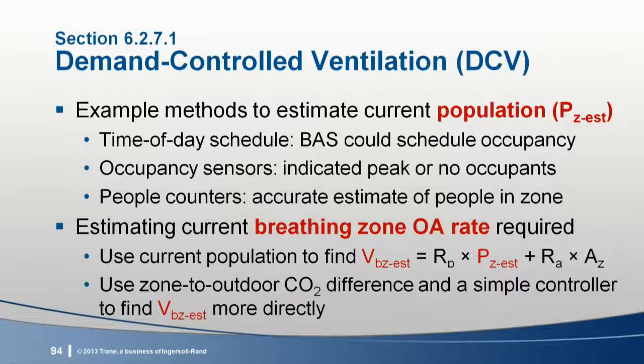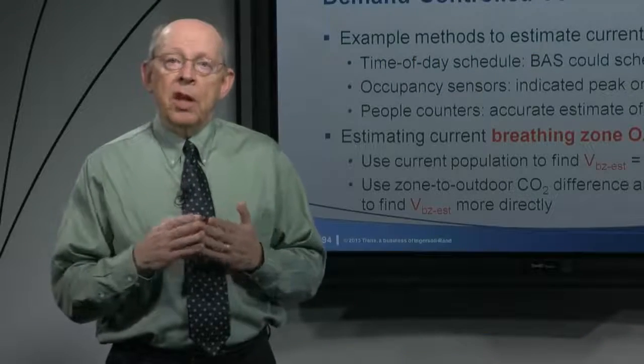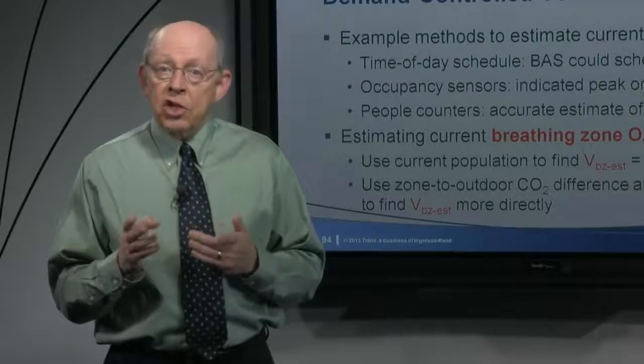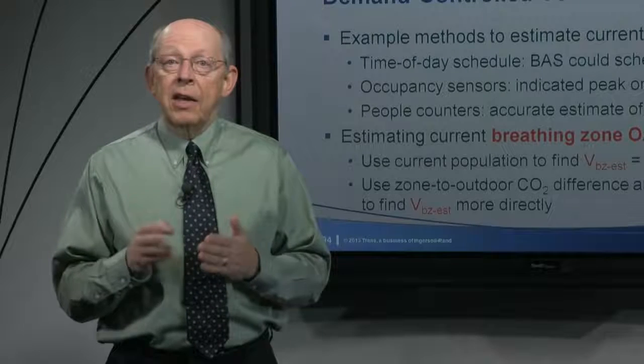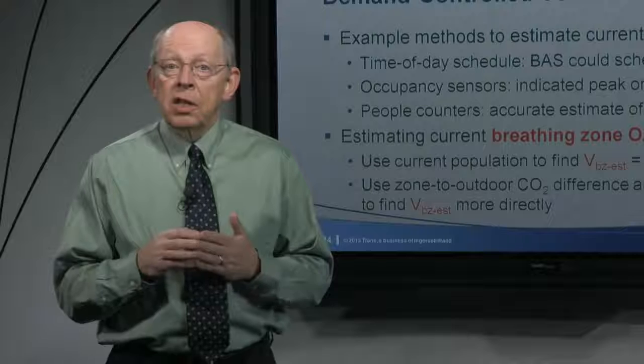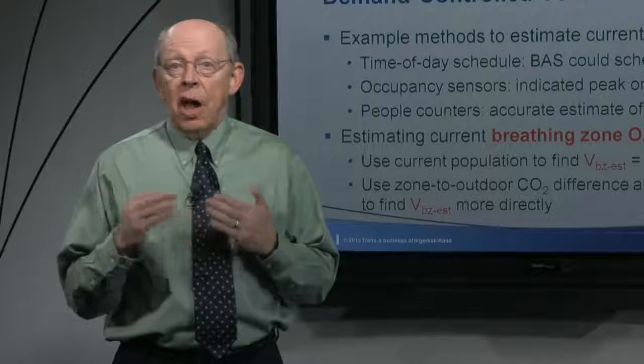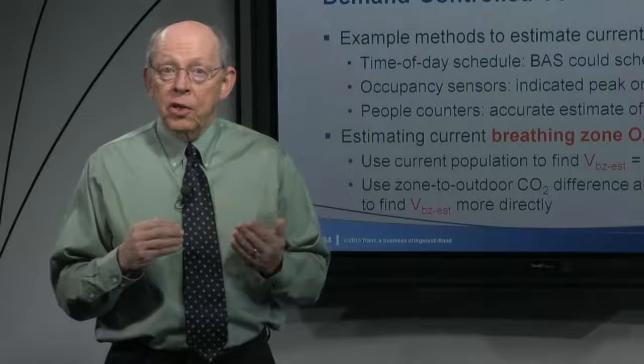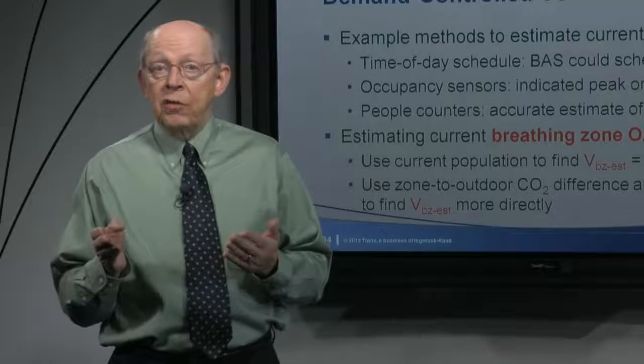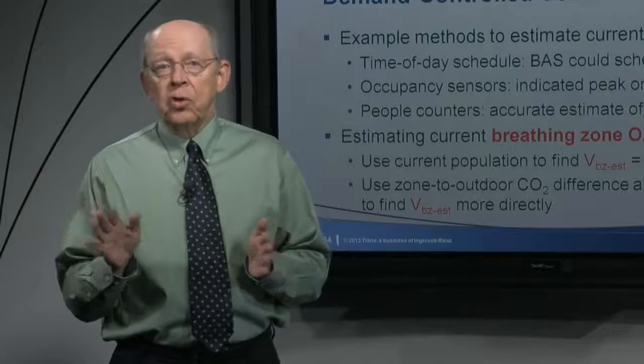Since people produce CO2 at a predictable rate, the difference between indoor and outdoor CO2 level has been widely used to estimate ventilation rate per person. And combined with a simple controller, this difference can be used to estimate breathing zone outdoor airflow. I'll show an example next, but first remember this. Differential CO2 alone can't be used to find current zone population. To estimate population, you'd need to sense outdoor airflow as well as CO2 level, then solve a differential equation to find the current population. Most designers don't do that.